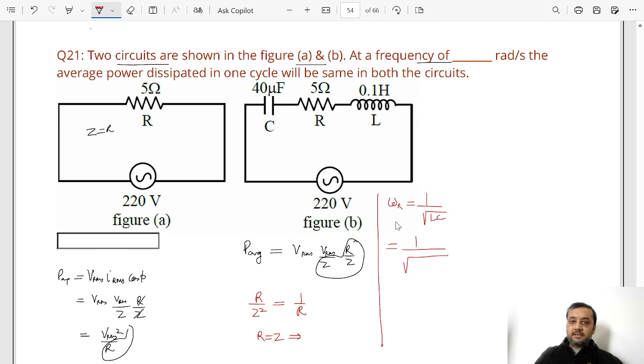So what is the value of L in the given question? It is 0.1 Henry, and capacitance is 40 into 10 to the power minus 6. So this will become 4, which means 1 by 2 into 10 to the power minus 3. That means 1000 upon 2, which is 500. So this answer will become 500 radian per second.